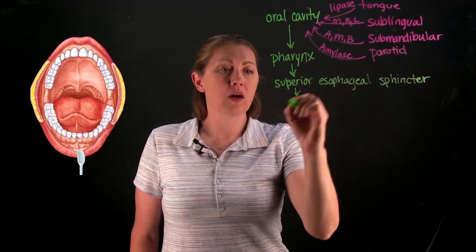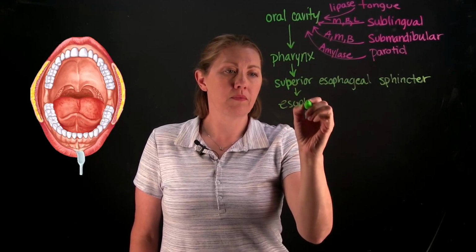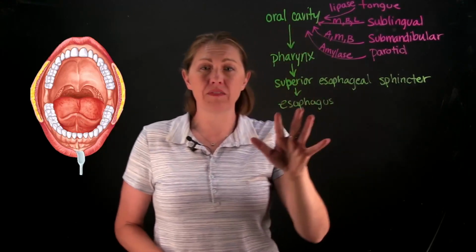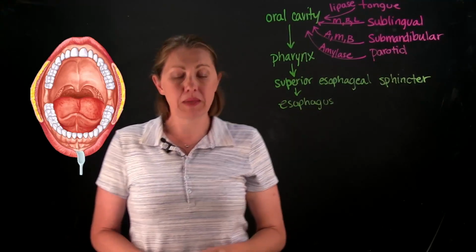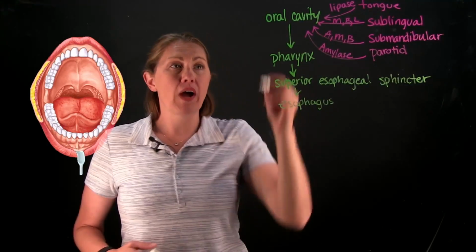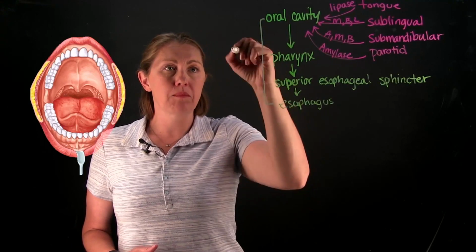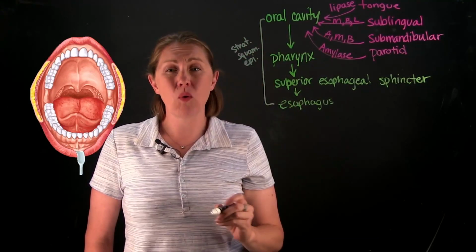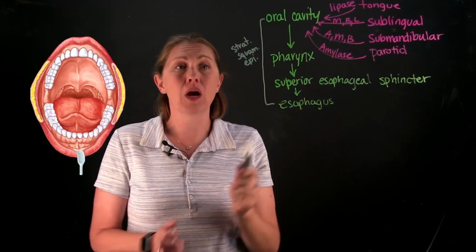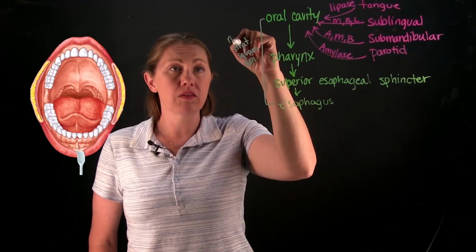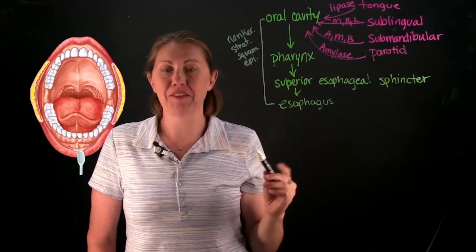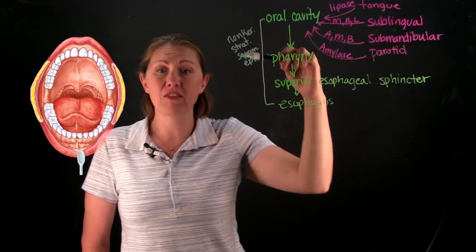And then from there, we're going to go to the esophagus. Now, we haven't talked yet about what is lining all of this. All of this so far is going to be lined with a stratified squamous epithelium. Stratified squamous epithelium, because you have a lot of rubbing here, and it is non-keratinized. So non-keratinized stratified squamous epithelium.